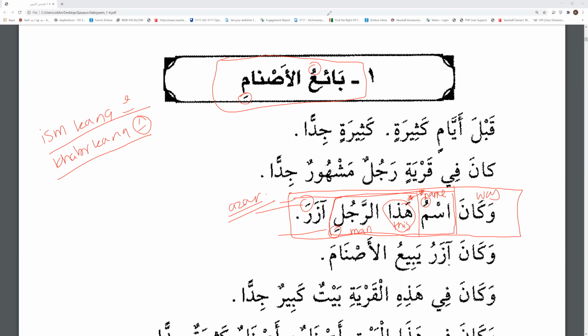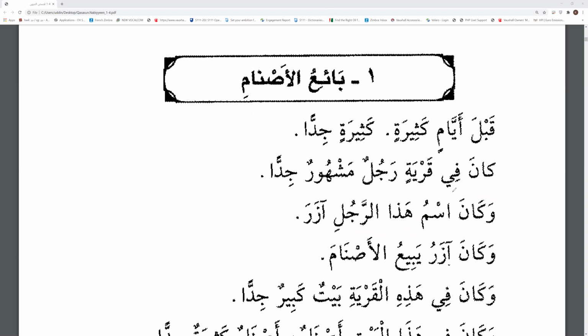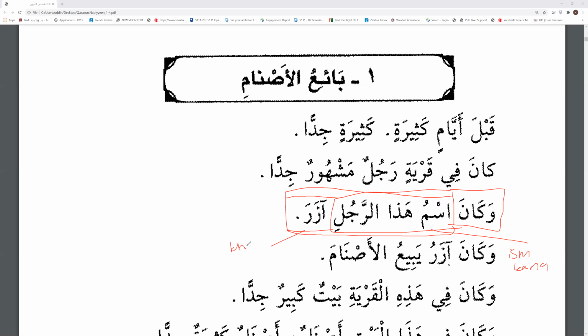Because this annotating is really bad, I'm going to start again. I'm going to say kana, yeah, all the way here, and we're going to say ismu hadha rajuli is the ism of kana, and this box here alone is the khabar of kana. Khalas, jumlatul ismiya. Understanding? So I'm going to write ism kana here, and this is going to be khabar kana. Does that make sense, brothers? And within this, you know this is mudaf, mudaf ilayh, yeah?